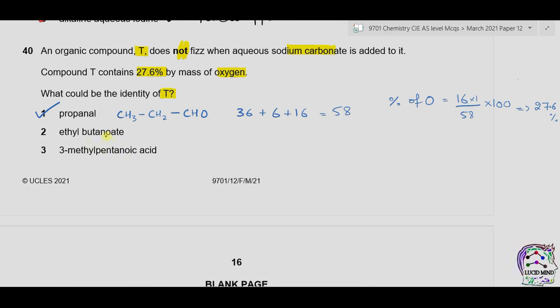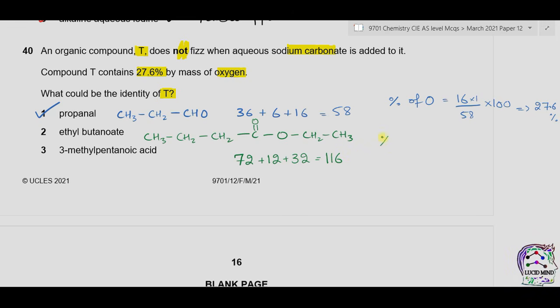Second is ethyl butanoate. This is ester. We have 4 carbon carboxylic acid part and 2 carbon alcohol part. Ester does not react with sodium carbonate. Now let's find the molecular mass of this one. We have 6 carbon atoms, so it is 72, plus we have 12 hydrogen atoms and 2 oxygens. So the molecular mass comes equal to 116.